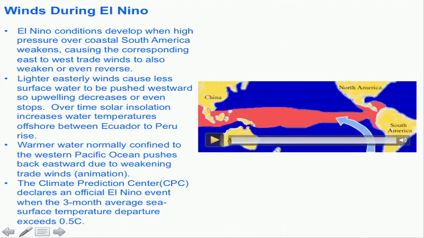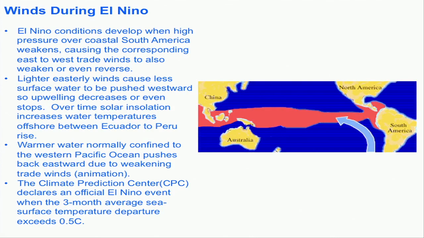And we can use that information, as we'll see, to try and predict what's going to happen in the coming year. There is, in fact, a so-called Climate Prediction Centre, CPC, which monitors and predicts when we're going to get an official El Nino event based on 3-month average sea surface temperature departures. And the official definition is when we get a departure from the 3-month average sea surface temperature of more than half a degree, then that is defined as an official El Nino event.